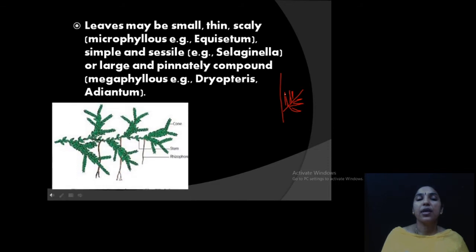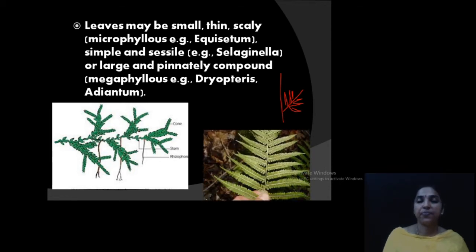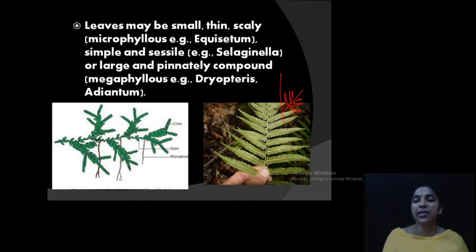Okay. See, this is how Selaginella leaves are arranged. Very small leaves arranged in Selaginella, that is sessile leaves. See here how it is arranged, a rachis and leaves on both sides. These are pinnately compound leaves.